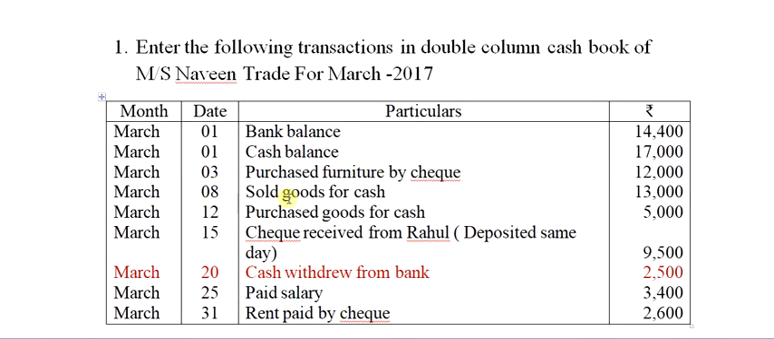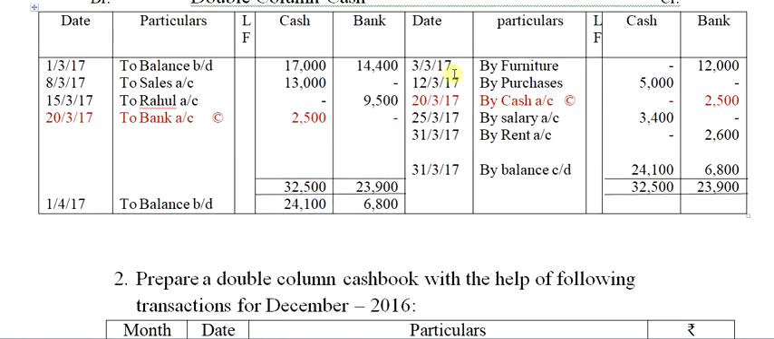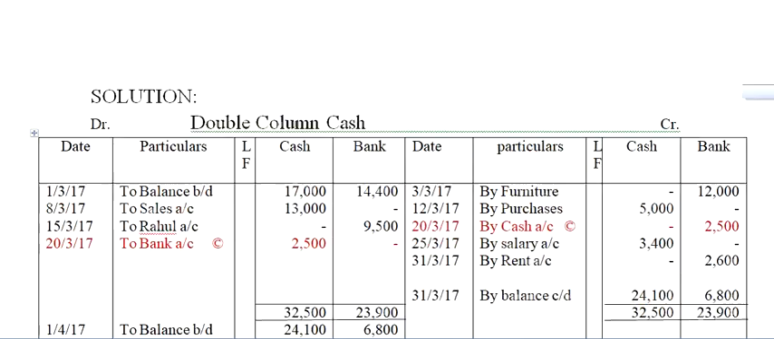Again see here, March 3rd purchased furniture by check 12,000, check payment. So when we purchase furniture, what happens? Our bank balance decreases, so it should be taken under which side? Credit side. On 3rd March 2017 by furniture 12,000 we have considered.